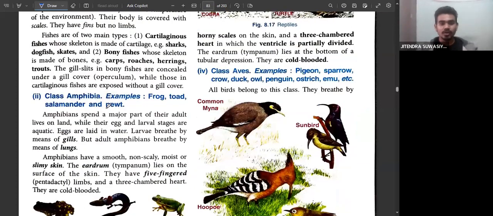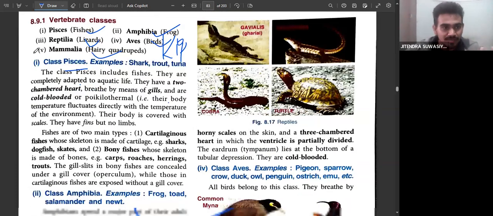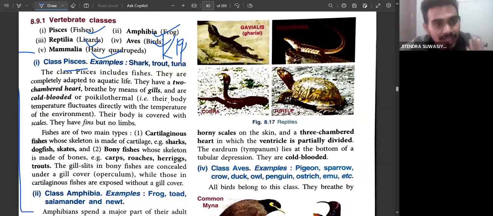So the gill slits in bony fishes are concealed under a gill cover, while those in cartilaginous fishes are exposed without a gill cover. In cartilaginous fishes, the gills are without a gill cover. And in bony fishes, the gill slits are covered by the gill cover. In cartilaginous fishes there is no concealment, they are without the gill cover. So this is the basic introduction to class fishes.